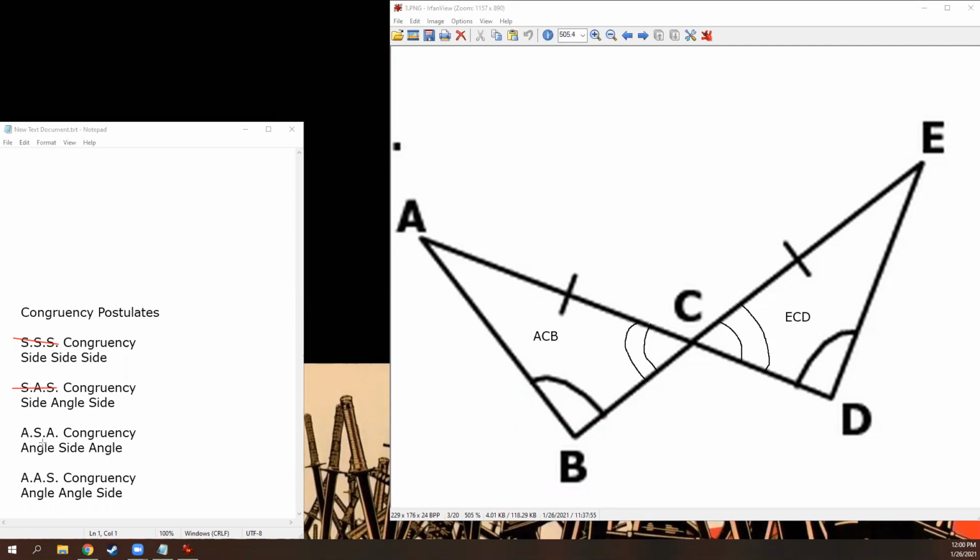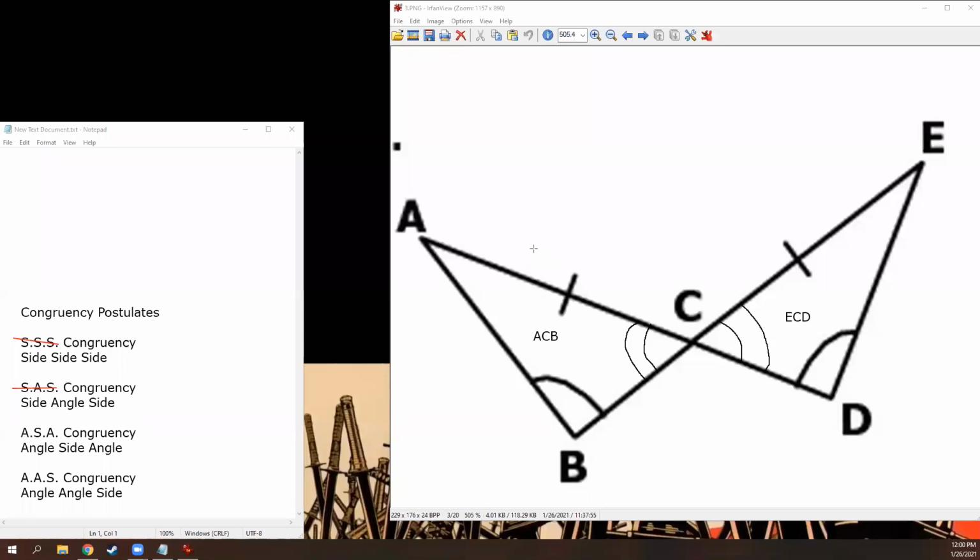Hold on now. These are the same. 2 angles and a side. 2 angles and a side. So how do we tell the difference between these two? Well, these are the only two where the order matters, and more specifically, where the side you have is.